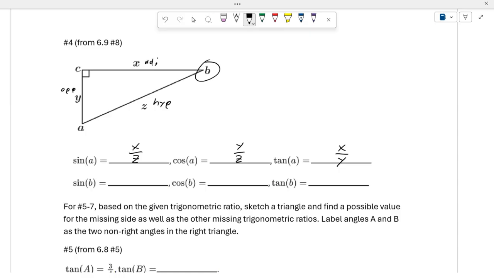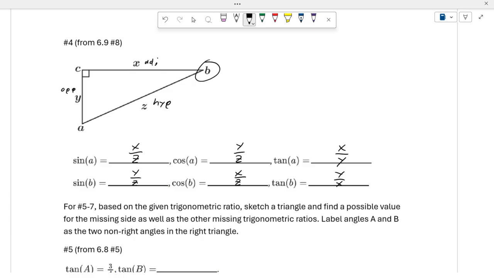Sine, as always in a right triangle, is opposite over hypotenuse, and so that's going to be Y over Z. Cosine, as always, is adjacent over hypotenuse, and so that's going to be X over Z. And then tangent is, as always, opposite over adjacent, and so that is Y over X. And that's it for number 4.